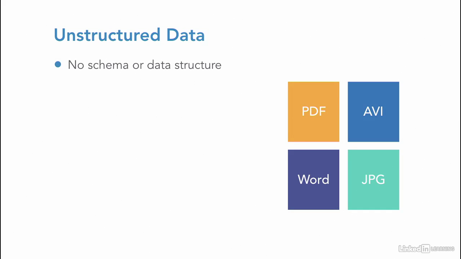Unstructured data is probably the data type that we're most familiar with. Unstructured data does not have a schema or data structure. We can store PDFs, docs, JPEGs, and AVI files, as well as other file types. Now that we understand the 3 types of data structures, let's talk about the storage types in Azure.